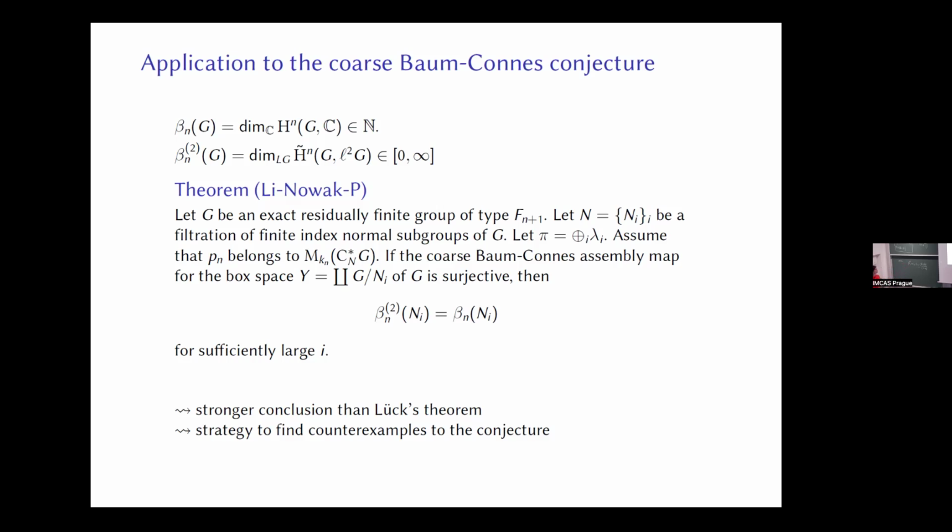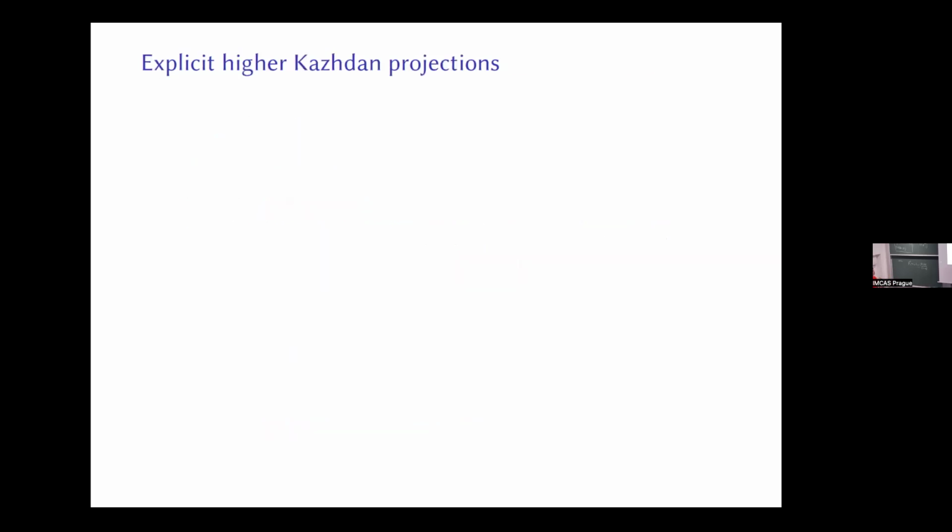Right. So far, after we defined these higher Kazhdan projections, we have seen some applications of them with respect to different versions of the Baum-Connes conjecture. So maybe a question that might come to mind is, what are these projections actually? Can we say something about the K-theory class of these projections?